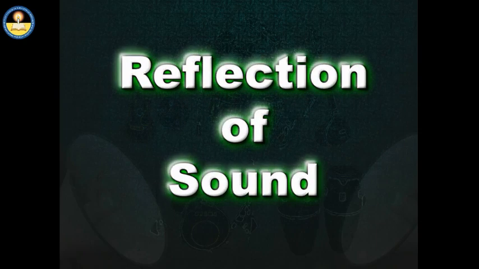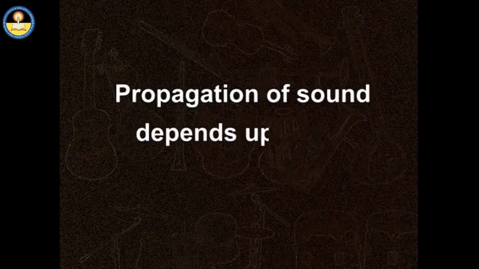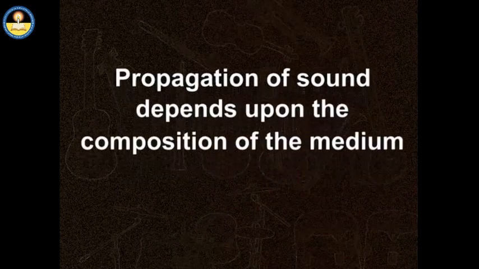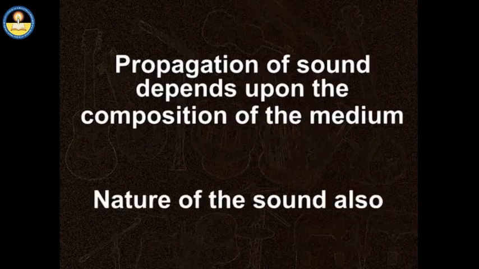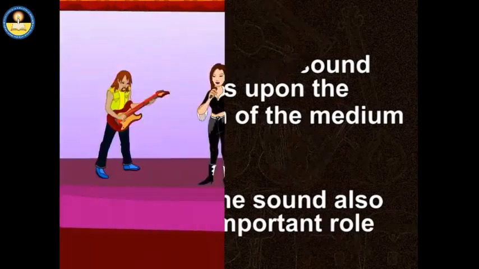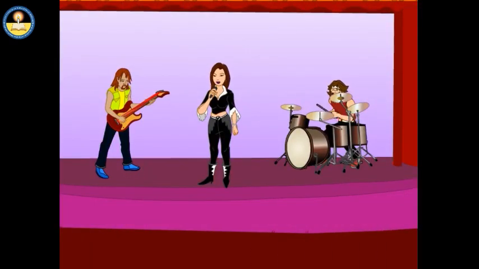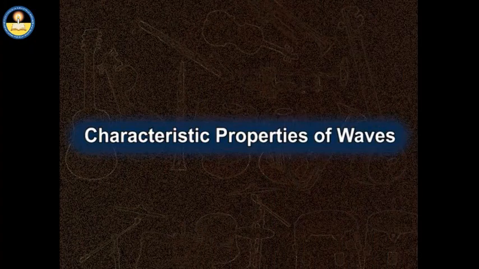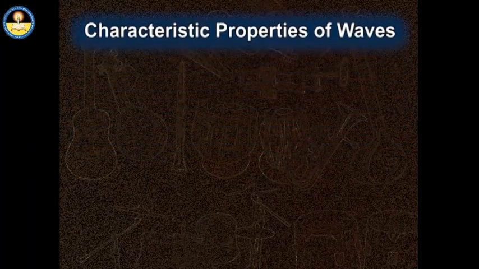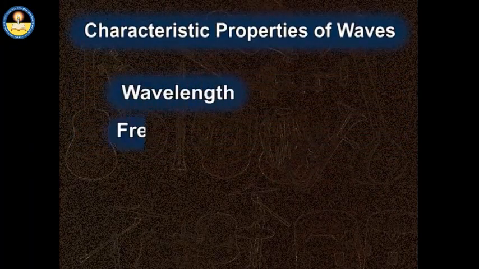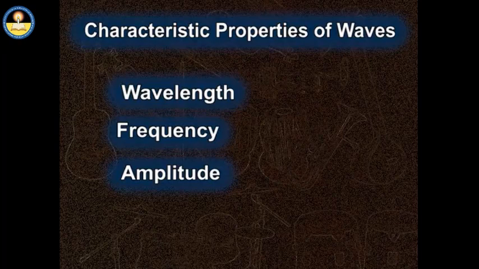Reflection of sound. Propagation of sound depends upon the composition of the medium, but the nature of the sound also plays an important role. Different frequencies can move. In particular, sound waves are characterized by the generic properties of waves, such as wavelength, frequency, amplitude, and speed of the wave.